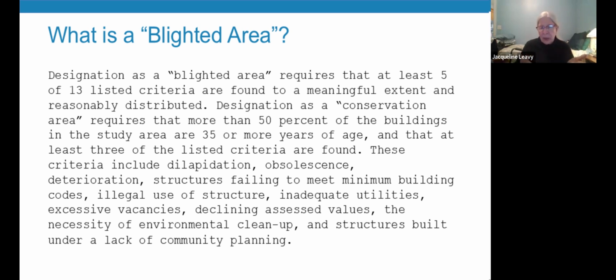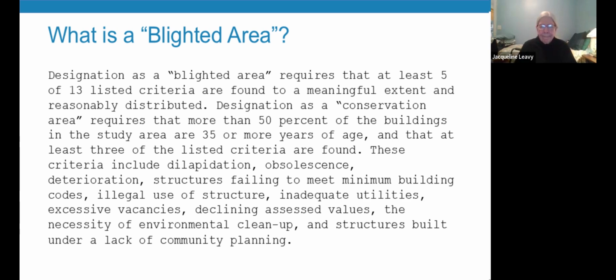They have to have 3 of the listed criteria for a conservation area. They have to have at least 5 of the listed criteria for a blighted area. And then again, the percentages and the ages of the buildings. I mean, they want you to get lost in the tall grass. Okay. Yeah. So we don't want to do that. The bottom line is it's easier to call something a conservation area than it is to call something a blighted area. Sure. And as Mrs. Leavy is saying, as you see on your screen, the designation of a conservation area requires that more than 50% of the buildings or homes in the study area are 35 years or more in age.